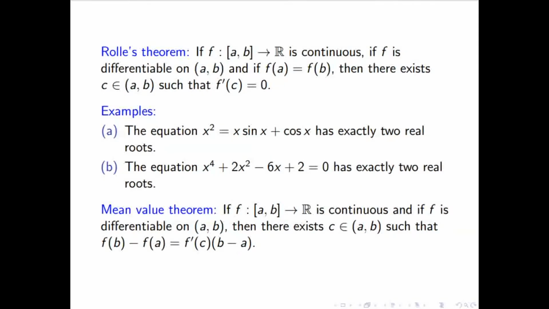Before that, there is one generalization of Rolle's theorem called the mean value theorem. Everything is the same: the function is continuous in the closed interval and differentiable in the open interval. Then there exists a point c such that f(b) minus f(a) equals f'(c) into (b minus a). Based on these 3, the intermediate value theorem, Rolle's theorem and the mean value theorem, we will solve examples A and B.